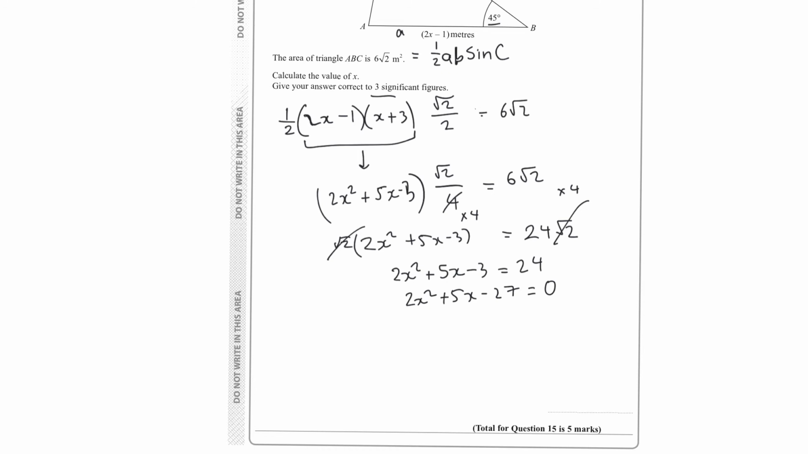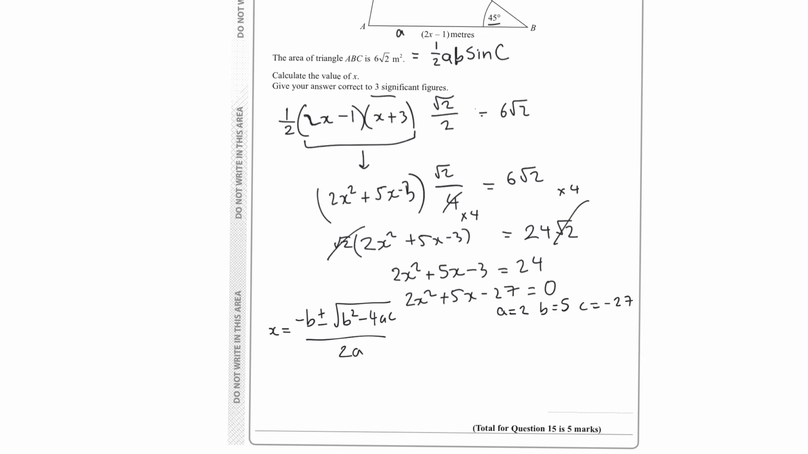So the quadratic formula, remember the formula is x is equal to minus b plus or minus root b squared minus 4ac over 2a. So we're just going to substitute our a, b, and c in. Based on the quadratic that we have, a is 2, b is 5, c is minus 27.